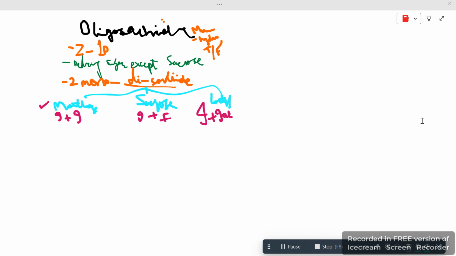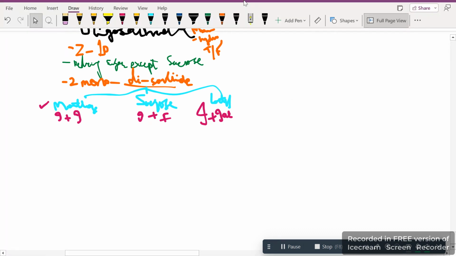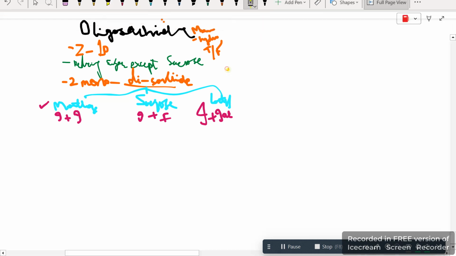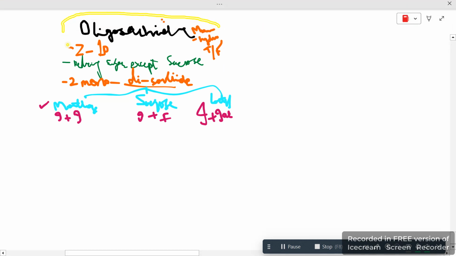So yes, we were doing oligosaccharides, and we just saw a basic intro, which is very important. Oligosaccharides are composed of 2 to 10 small parts, which we call monomers. Then I asked one question: is this true or false?